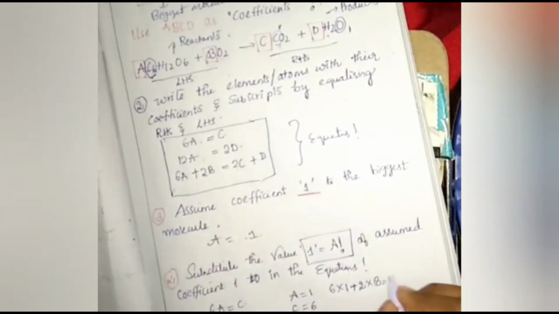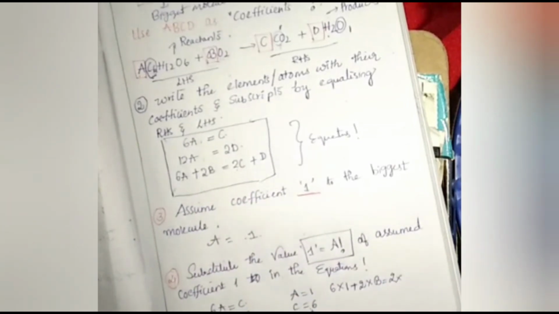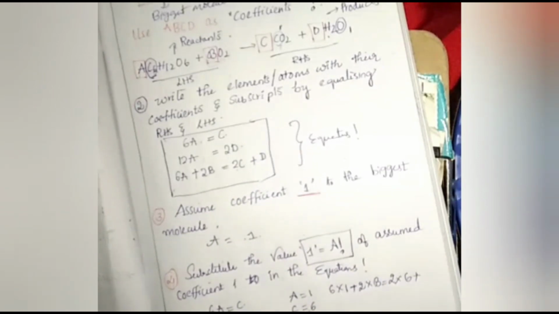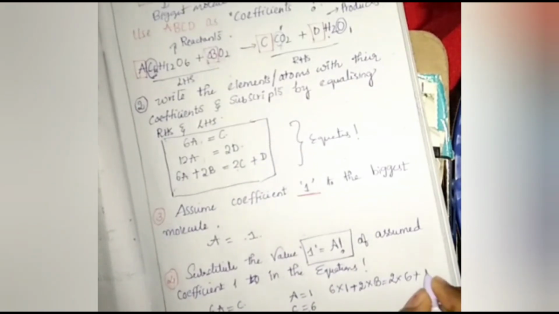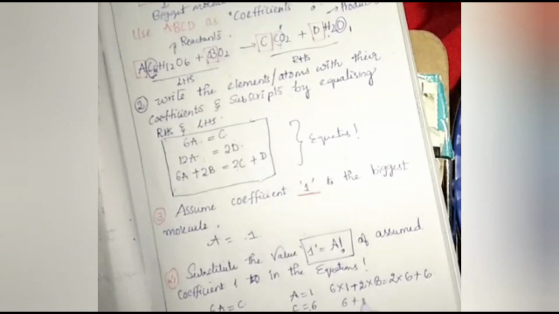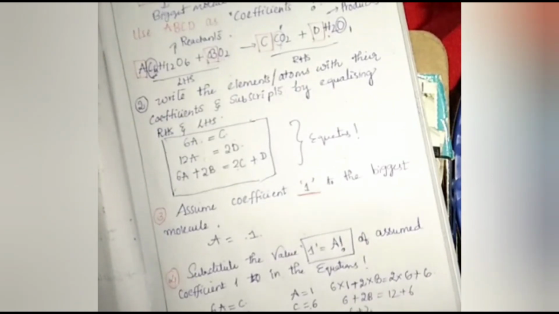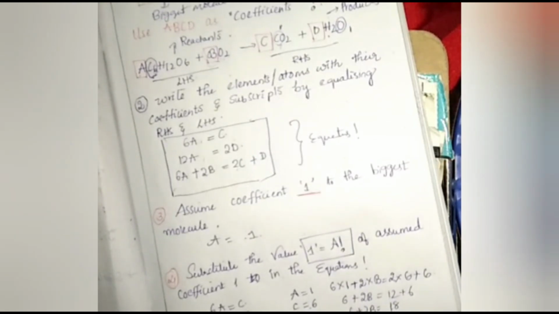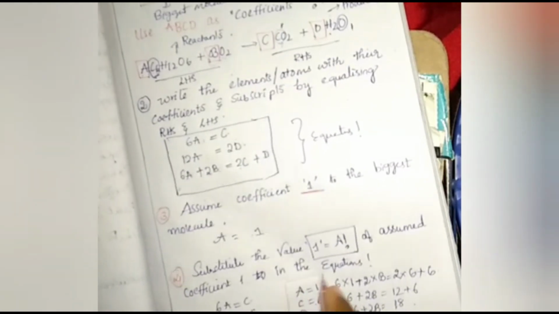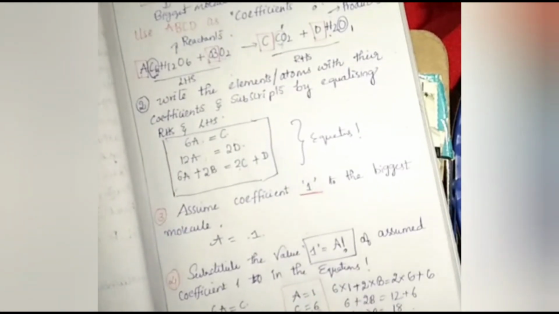Next one is 6a plus 2b equal to 2c plus d, that means 6 into 1 plus 2 into b equal to 2 into 6 plus 6. 6 plus 2b equal to 12 plus 6. 6 plus 2b equal to 18. 2b equal to 12, b equal to 12 by 2, that means 6. By this way we substitute the biggest molecule coefficient, that is 1, into the equations we wrote in the second step.